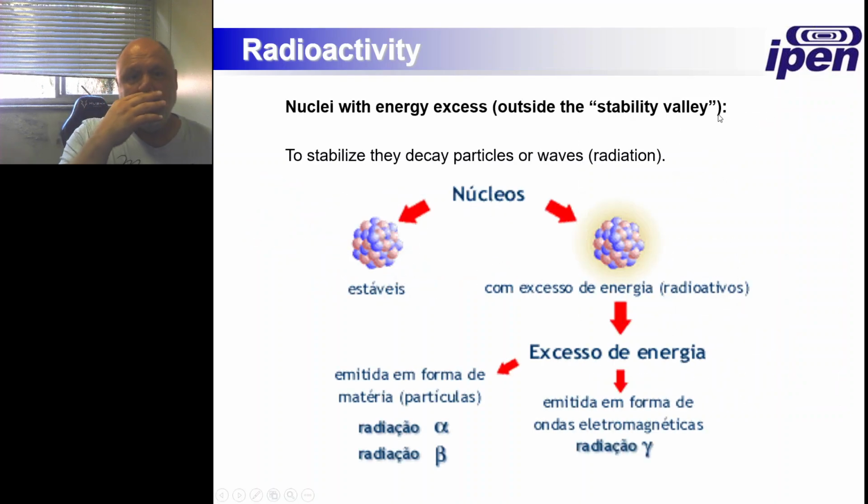Okay, so now let's talk about what radioactivity is. We have nuclei which are stable, they are on the stability valley, everything is okay. But what happens when they are outside this stability valley? If they want to stabilize, to reduce their energy, because in nature things want to go to the lowest possible energy state. It has something to do with the second law of thermodynamics.